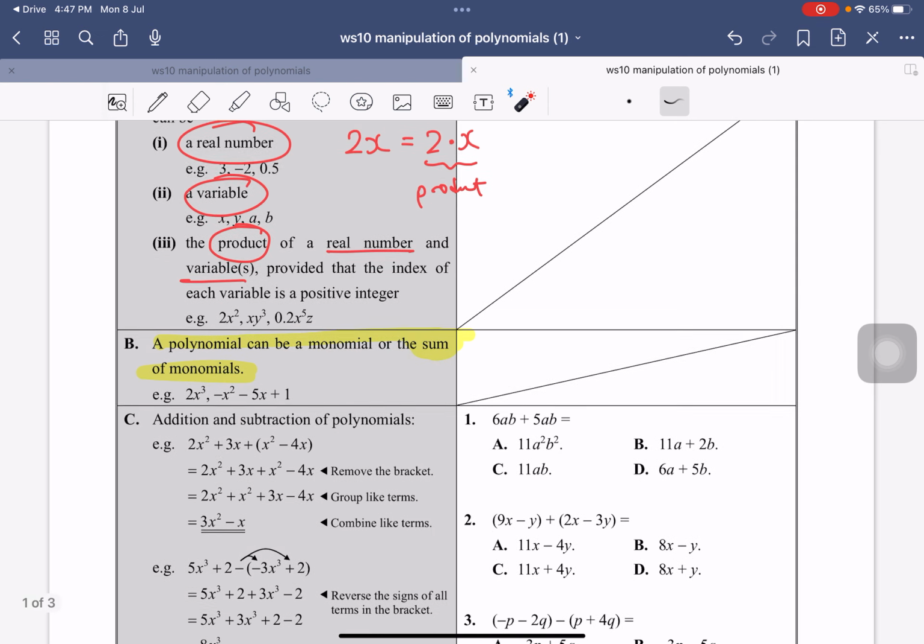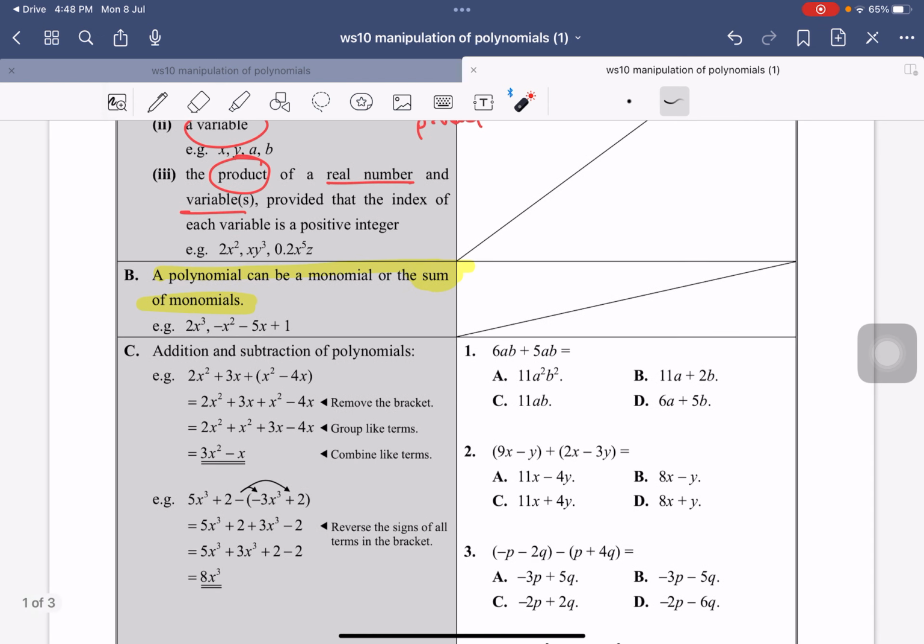Okay, the third part is about addition and subtraction. Addition means just adding up, calculating the sum. Subtraction is doing the minus of those polynomials. For example, first of all, if you have a bracket, we try to expand it. We try to remove the bracket.